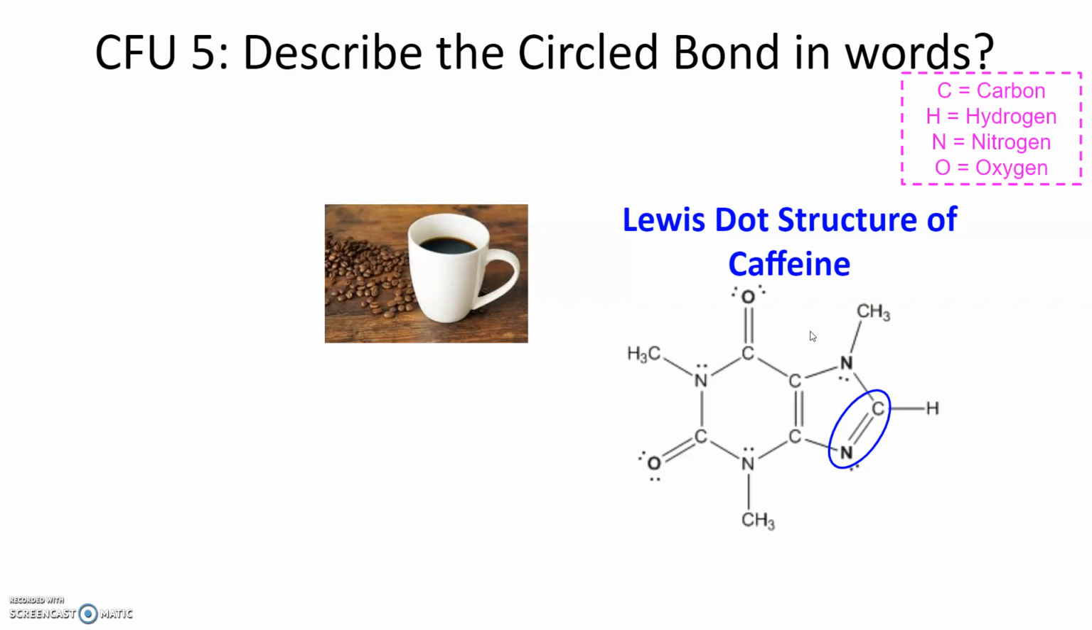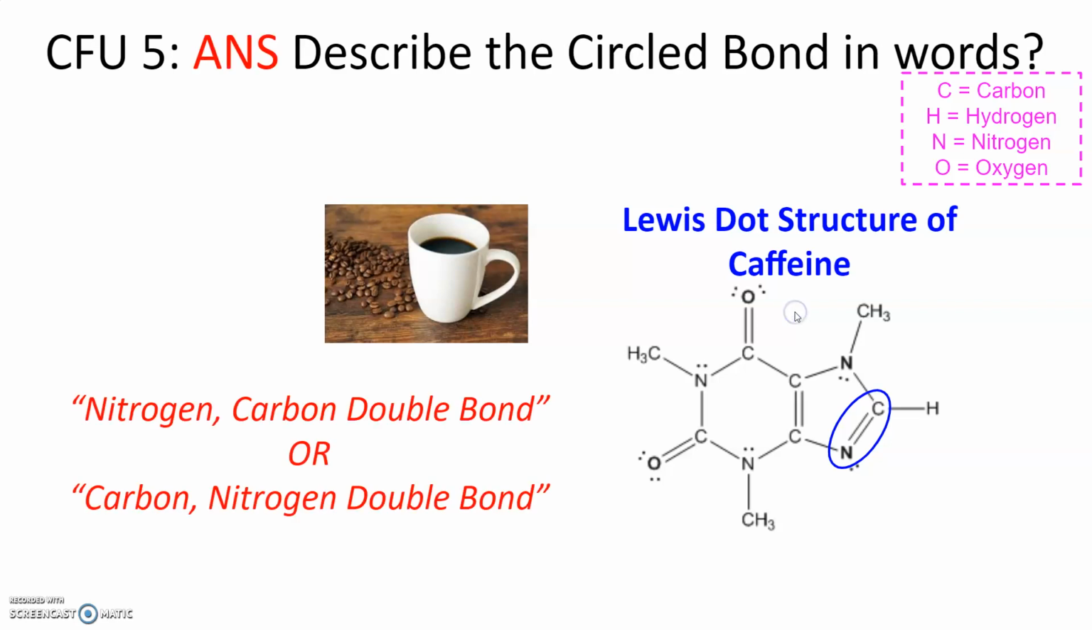All right, so let's see if you can describe the bond that's shown here. So pause the video now. When you press play again, the answer will be revealed. Great, this would be called a nitrogen-carbon double bond or carbon-nitrogen double bond.